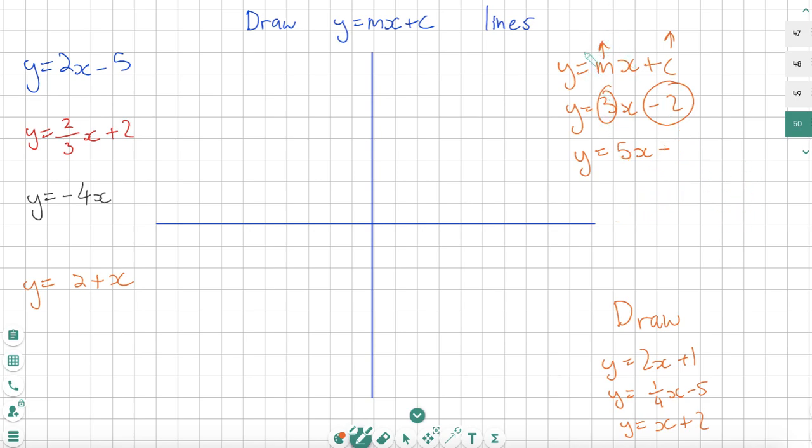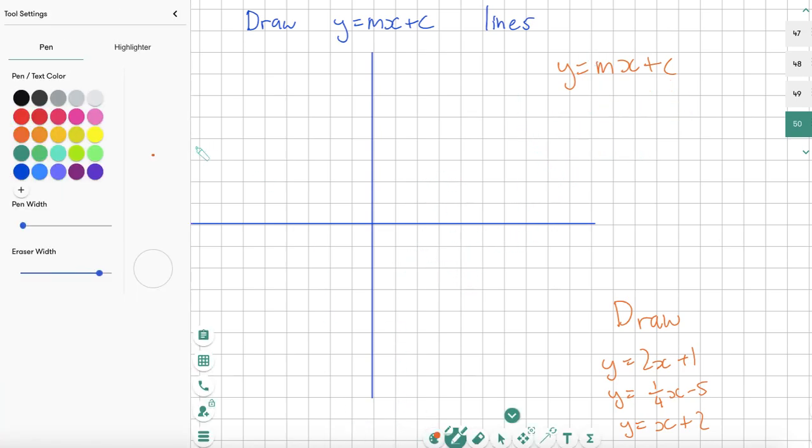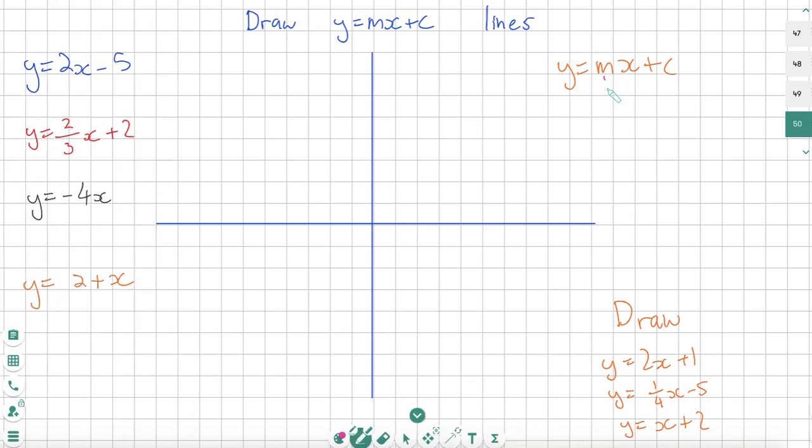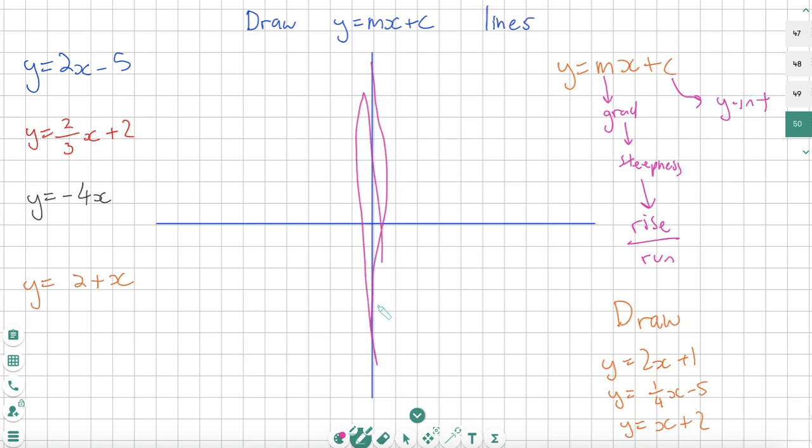Now, we have to know what m and c stand for. Well, m stands for the gradient of a line, which means the steepness of a line. To find the steepness is the rise over run. So keep that in mind. The m value is the gradient, which means the rise over run. C stands for the y-intercept, where the line crosses the y-axis. So how do we draw these lines?